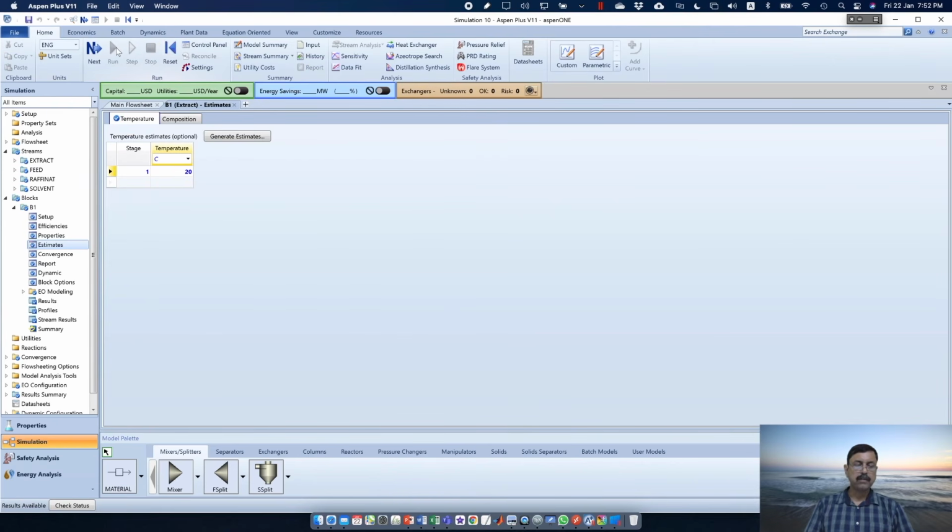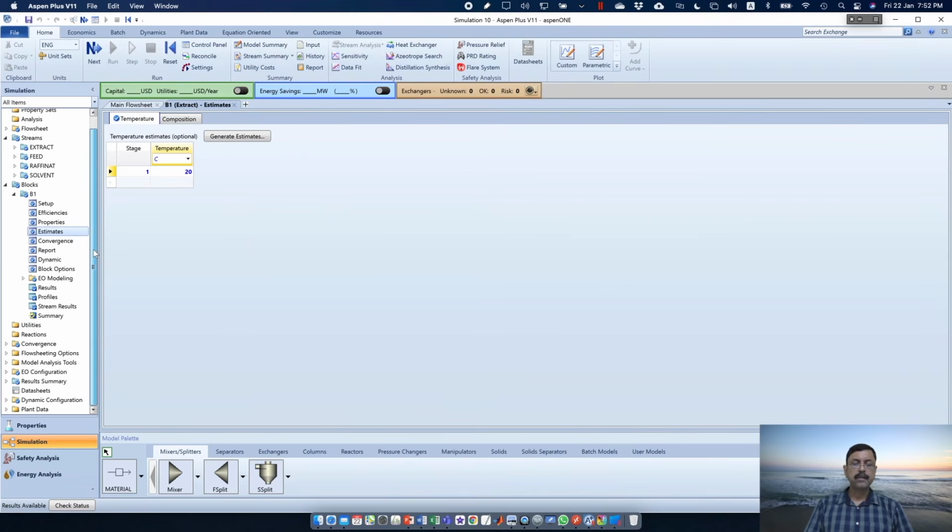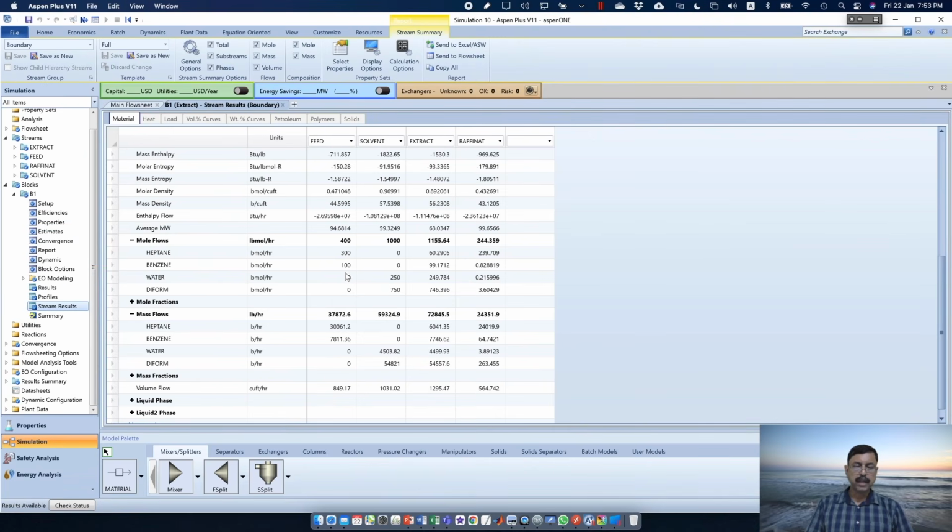The results are now available. So you can see the stream results. Out of 300 pound moles per hour of heptane, 239 has gone into raffinate. Only 60 has gone to extract. Whereas in the case of benzene, out of 100 pound moles per hour, 99 has gone to extract. So benzene has almost completely been extracted into the extract phase.